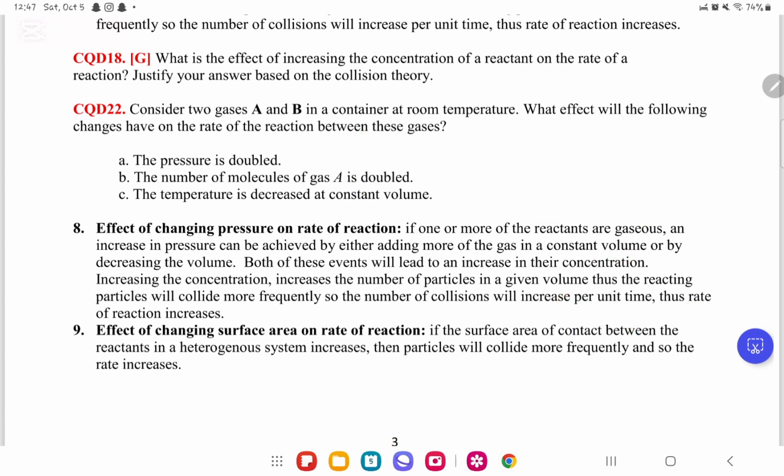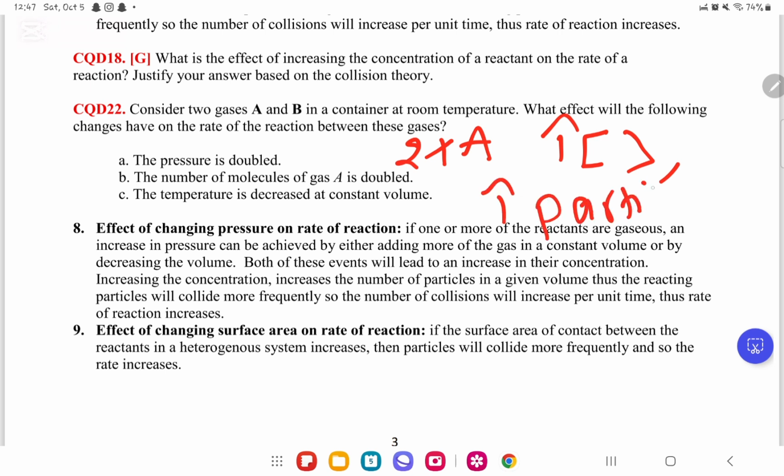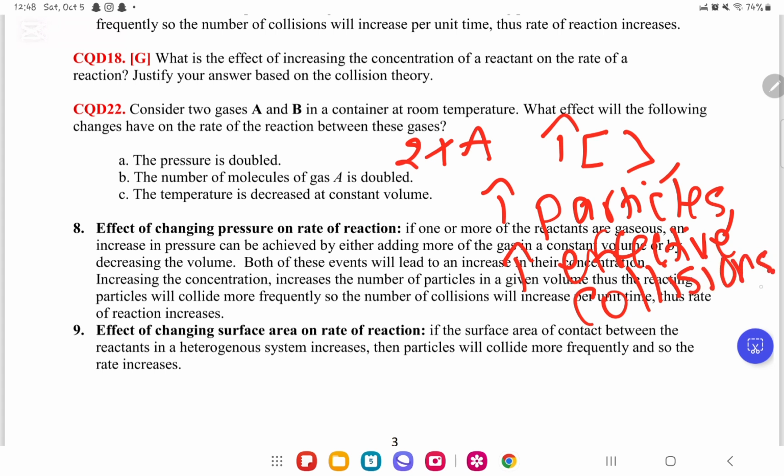For part B, the number of molecules of gas A is doubled. Gas A is a reactant, so if we double the number of molecules of gas A, then we are increasing the concentration. So we're increasing the number of particles, and definitely there will be an increase in the effective collisions, and then the reaction rate will increase.